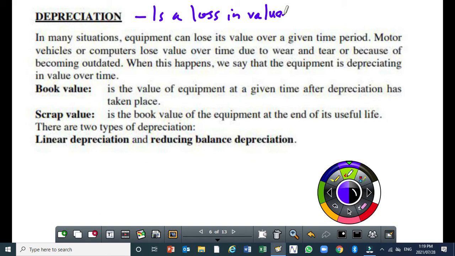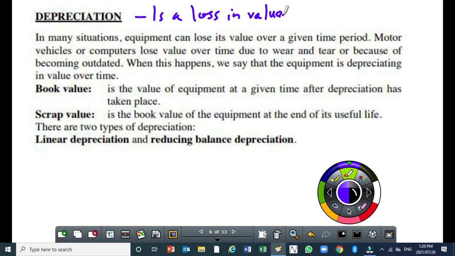Because a car loses its value. Okay? Usually houses don't lose value, but cars do. Okay, houses can, but in most cases they can appreciate. It will depend on the economic situation. But in most cases, cars lose value because they get old.